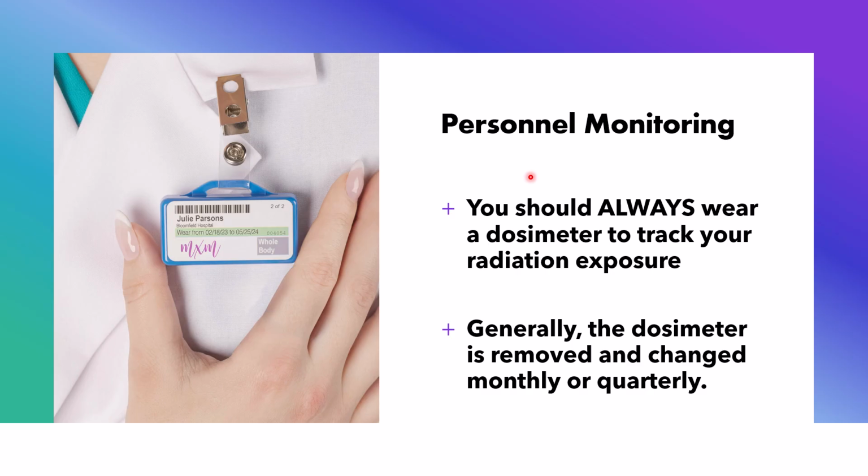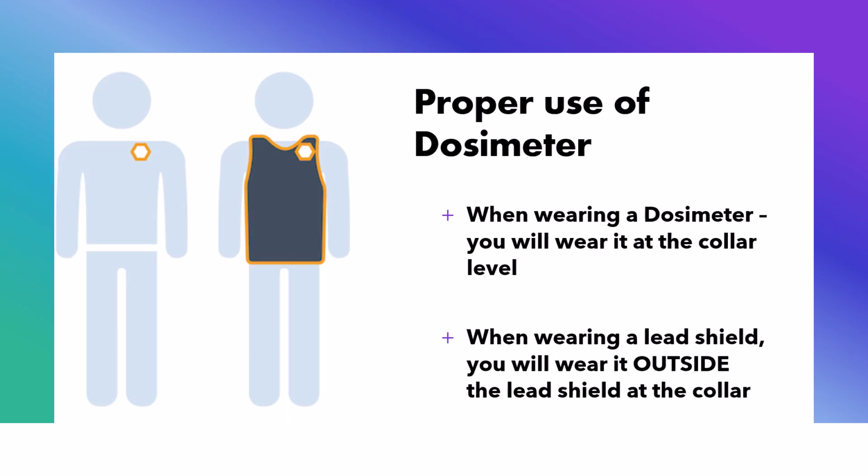Personal monitoring devices: all of you have what we call a film badge, but actually it's not a film badge in there. It's a personal monitoring device. You should always wear a dosimeter to track your radiation exposure. Again, this does not protect you. It merely lets you know how much exposure you've had over a period of time. Generally, the dosimeter is removed and changed monthly or quarterly. We do it on a quarterly basis here.